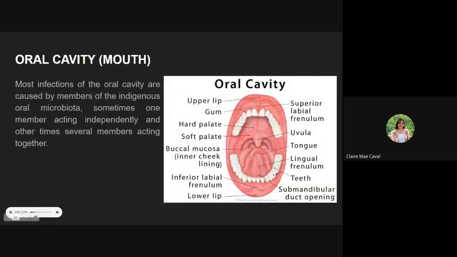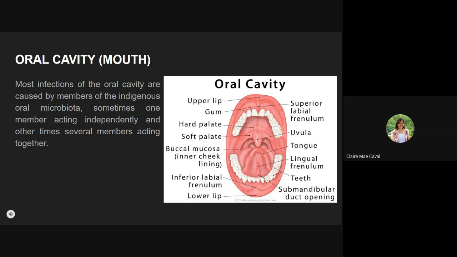Next, we have here the oral cavity or the mouth. So your oral cavity, most infections of the oral cavity are caused by members of the indigenous oral microbiota, meaning from the normal flora itself. Sometimes one member acting independently and other times several members acting together.